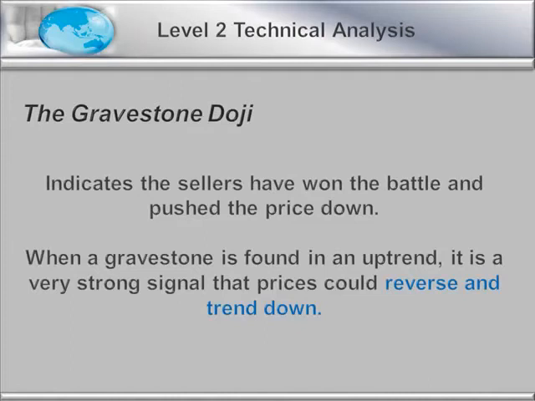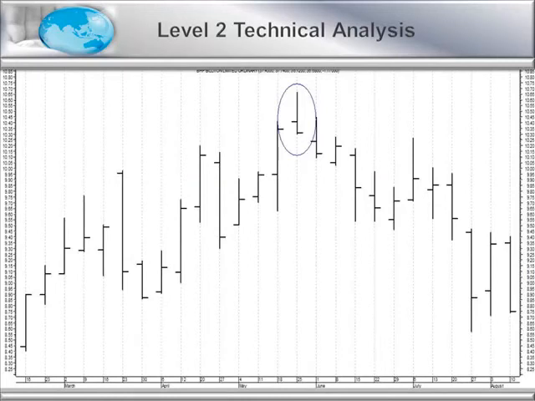The gravestone doji. This indicates the sellers have won the battle and pushed the price down. When a gravestone is found in an uptrend, it is a very strong signal that prices could reverse and trend down. Here's an example. You can see that in this particular chart it was trending upwards. We've actually got what looks like a gravestone at the very top. It's opened near the low and it's closed at the low. There we have a good example of a gravestone, and we can see it's turned and now it's heading back down. So that's an example of trend reversal when you actually see a gravestone doji.